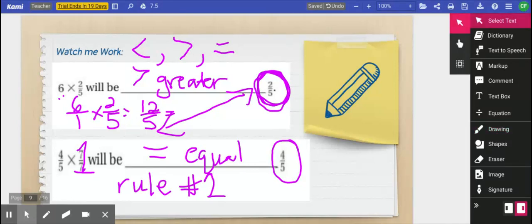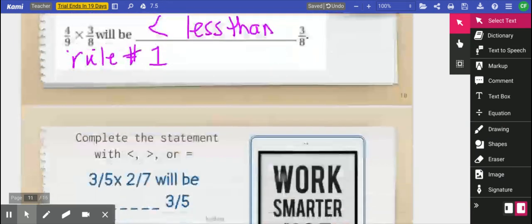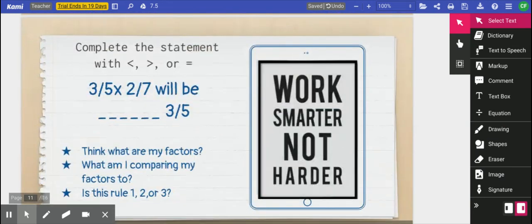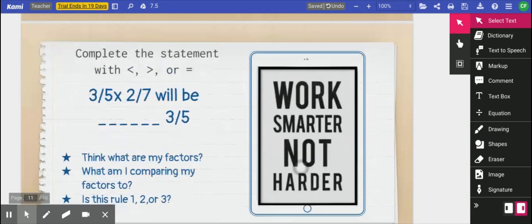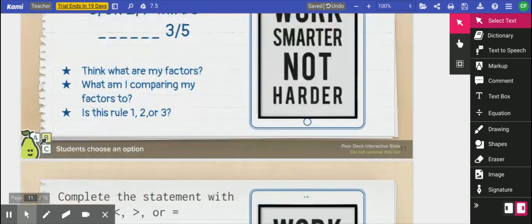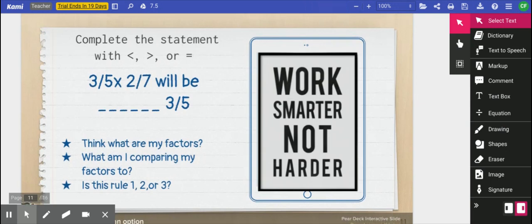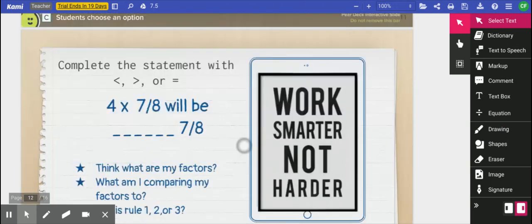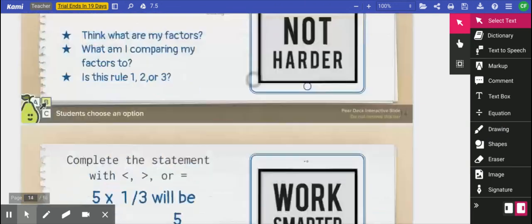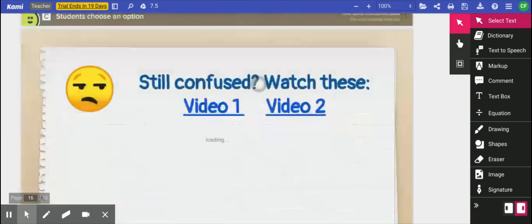Okay? I want to take you through a little bit more of this slideshow. Boys and girls, when you open this on your own, this is going to be an interactive Pear Deck slideshow. So you're going to have options here. You'll complete the statement, so 3/5 times 2/7 will be, and then you'll fill that in. It's a Pear Deck, so it's going to be multiple choice. You have 1, 2, 3, 4, 5 questions to do on your own.